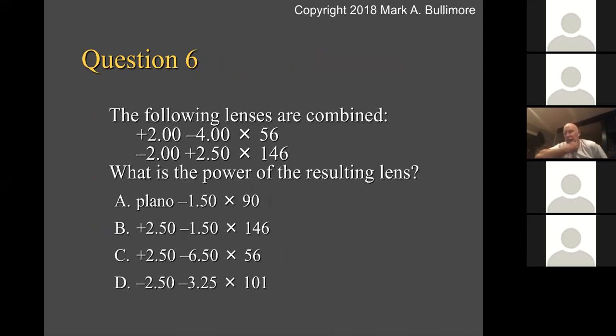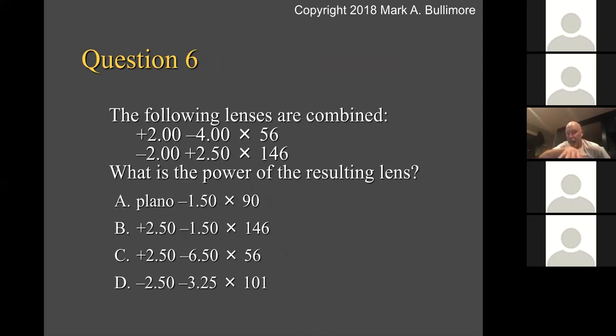So look at this problem. We've got two spherocylindrical lenses, two toric lenses that we're combining, and we're being asked what's the resultant power, or the power of the resulting lens. Okay, this looks like a horrendous problem until you look closely at the axes and you see they're 90 degrees apart. So you can either transpose one of them and add them together that way.